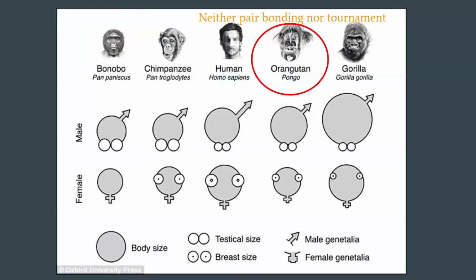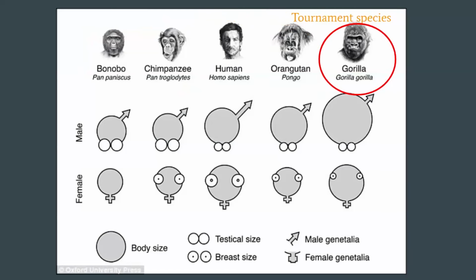Orangutans don't pair bond, and they're not tournament species, and they don't have a sperm competition going. Gorillas are tournament species, right? They fight for the right to mate. So who wins the sperm competition? The biggest guy. And he's not competing at the sperm level. He's competing at the physical level. And look at the size of his body compared to the other primates. They're huge.